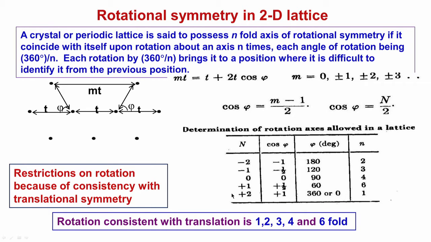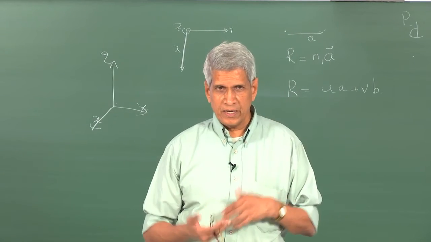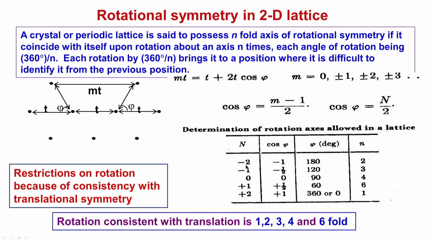Then what are the values which we can have? The cos phi cannot exceed the value for one 360 degree rotation, correct? So if we take that as a criterion, then the values which n can have are 180 degrees, 120, 90, 60 and 360, or it is 1-fold, 2, 3, 4 and 6-fold rotation. It is a natural consequence that only these are the rotations, because the condition which we have put is that it is consistent with the translational symmetry. So with translational symmetry, these are the only types of rotations which are possible. Other rotations are not consistent with it.